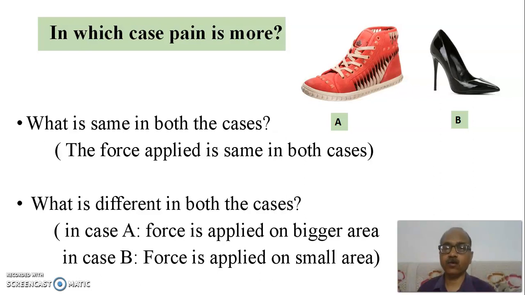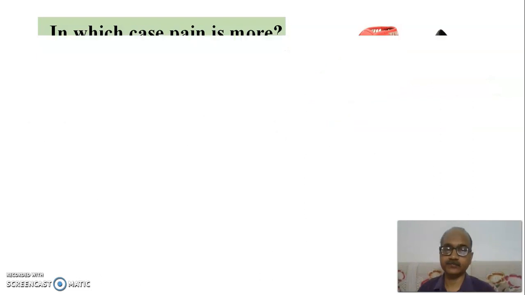You see, what is same in both the cases? The force applied, that means the person who is wearing these shoes is same. What is different in both the cases? In case A, the force is applied on a bigger area. In case B, force is applied on a smaller area. So, in case A, area is more, the pressure is less. Case B, area is less, the pressure is more.